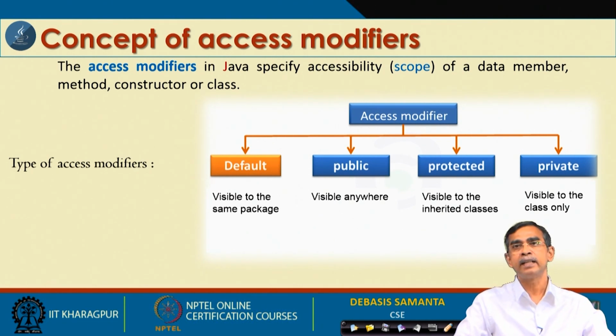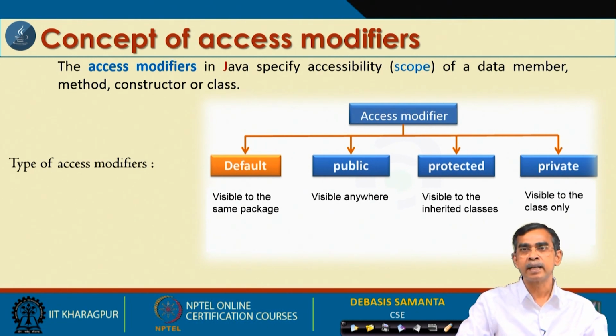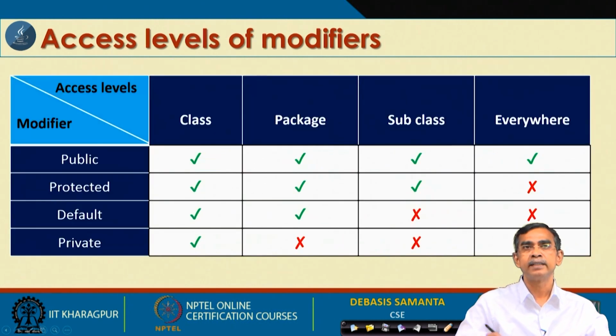So, these are the 4 different access modifiers, and we will discuss all of them one by one with examples, so that we can understand them. In other words, access modifiers specify the scope that a member has, whether the scope is within that class, within that directory, or anywhere. This is the concept.